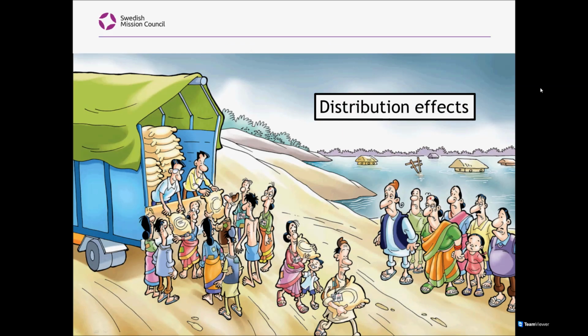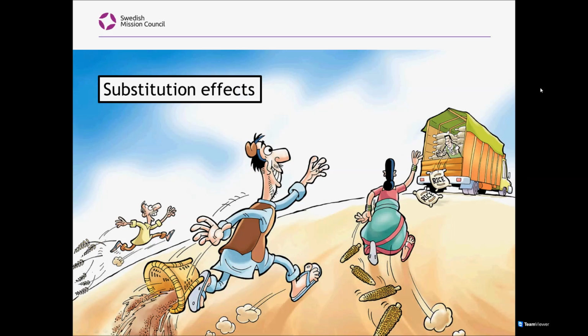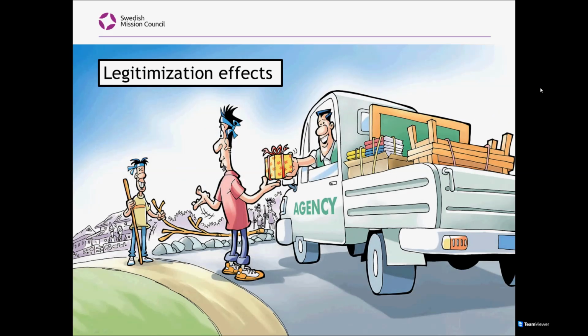Distribution effects: distributing goods that feed the conflict. There are many examples of programs targeting the needs of one group, risking worsening division between conflicting groups. Substitution effects: replacing existing functioning systems and structures. This provides a great risk of weakening connectors and local capacities for peace. Legitimization effects: giving legitimacy to a group or leader by working with them.